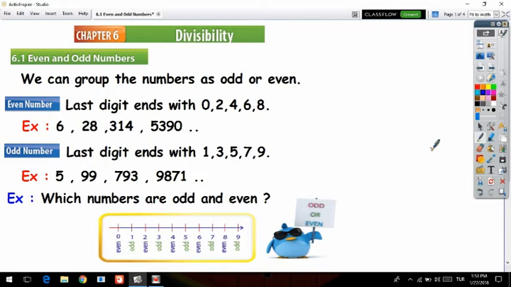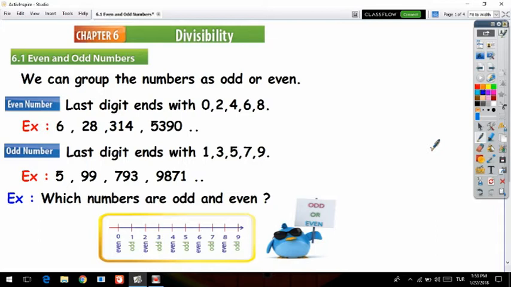So now let's continue to our chapter. We have a new chapter, that is divisibility. First, we have the section on even and odd numbers. Everybody, first of all, as you know, we have numbers. The numbers you have learned start from 0 to forever, right? So we can group these numbers as odd or even numbers.